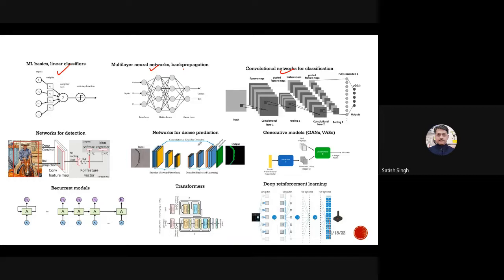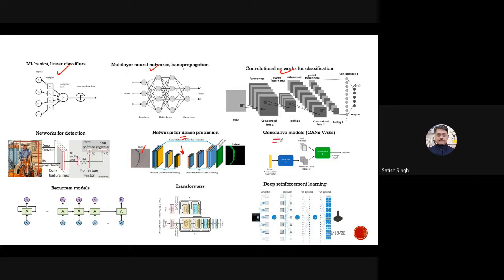Then networks for dense prediction, means, say we need to do the segmentation. Suppose we need to do the segmentation, how to segment, or any image transformation or image compression. So these kind of networks can be used. So these are typically, you can say, UNet kind of architecture or encoder decoder architecture.